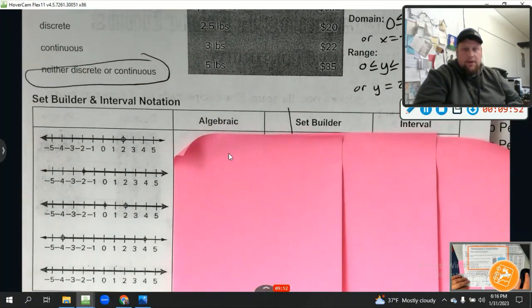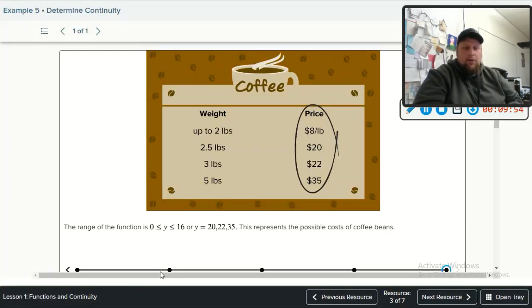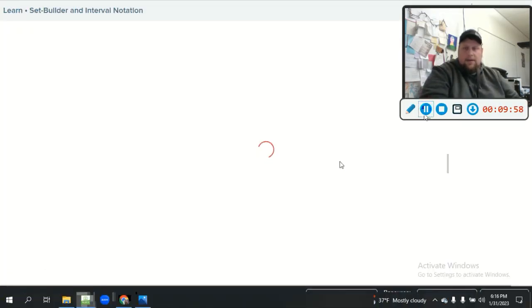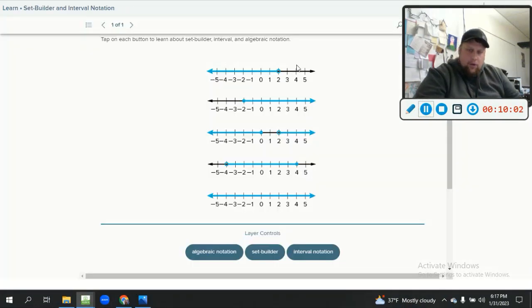Okay, I want you to look at these graphs of inequalities. And I'm going to show you three different ways to look at it: algebraic notation, set builder notation, which is essentially algebraic notation, and then interval notation. So we're going to talk about three different types of notations, and I want you to write these down as you go. So in algebraic notation, what would we say?